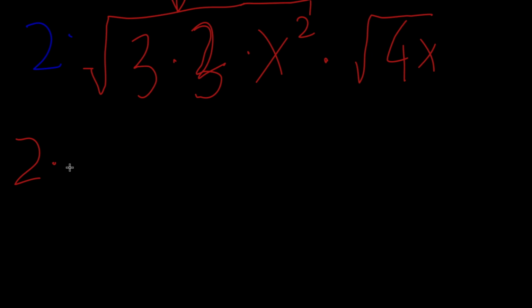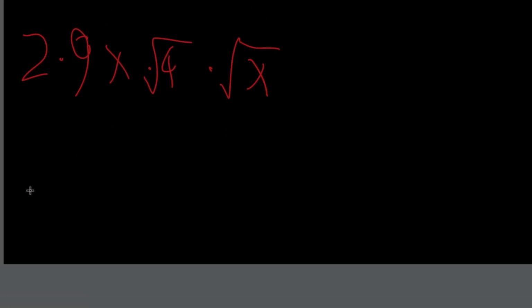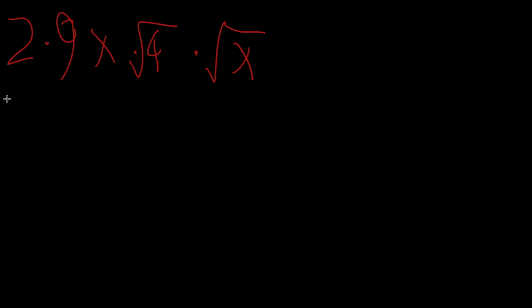So we can actually get rid of this radical here, and we can write 2 times 9x times 4, and the square root of 4, and I'm going to write the x over here, times the square root of x. That's another exponent property. Scroll down even more. Let's see. So 2 times 9 is 18.